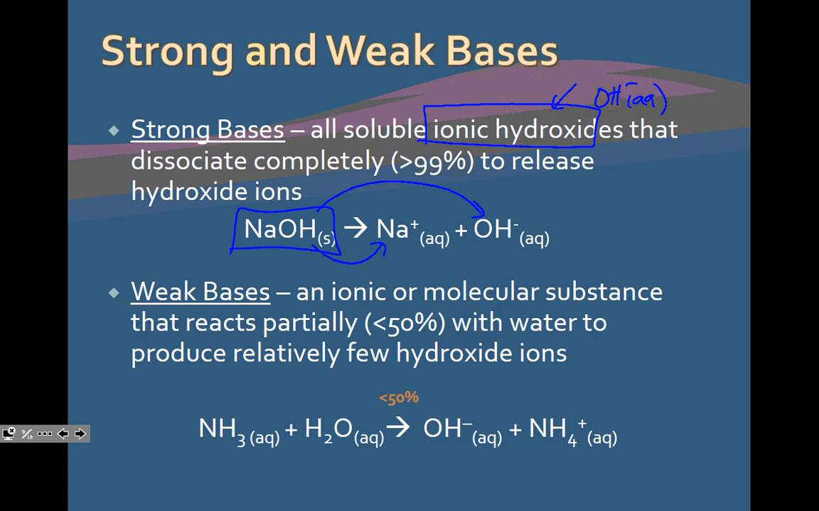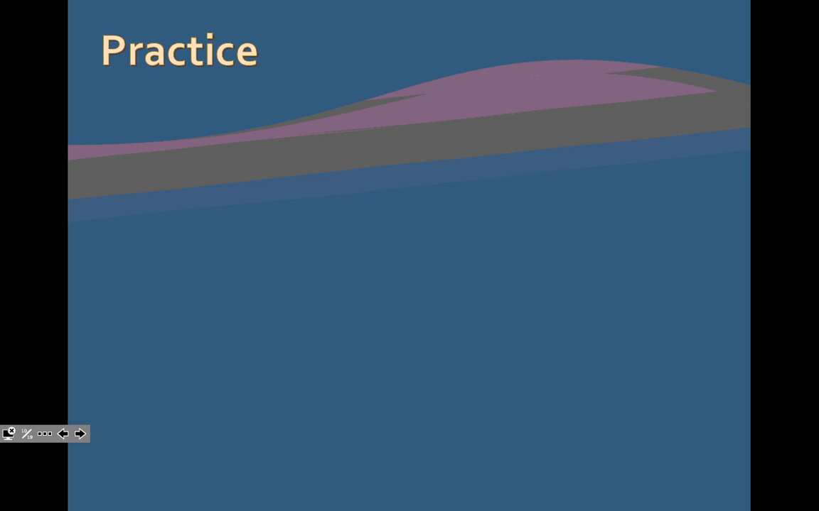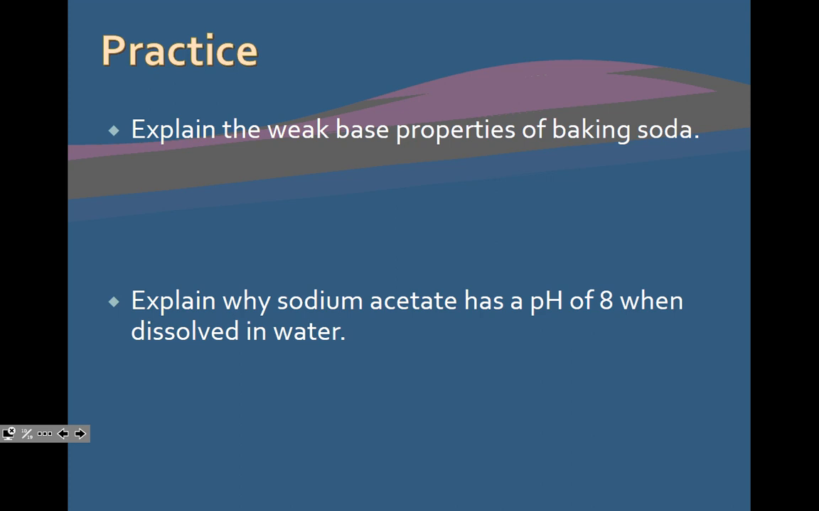However, a weak base is something like ammonia, where you do not have hydroxide in the chemical formula, but it does show empirically that it's a base. In this case, we have a reaction, and we have our H plus reacting. It's going to leave, forming the ion NH4 plus and the hydroxide ion. However, this reaction only happens less than 50% of the time. That's why it's considered a weak base, because it has fewer hydroxide ions, because it actually reacts less than a strong base.